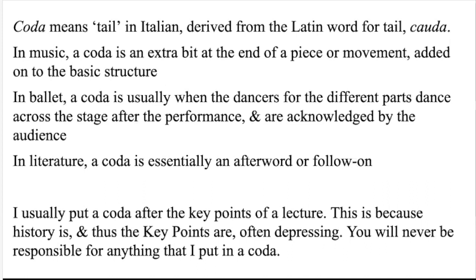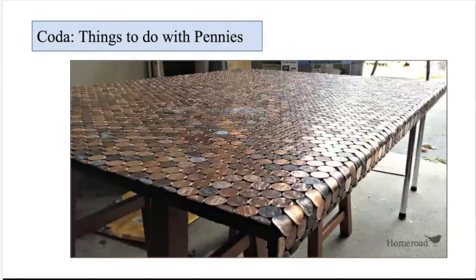Coda means tail in Italian. It's derived from the Latin word for tail, cauda. In music, a coda is an extra bit at the end of a piece or movement added onto the basic structure. In ballet, a coda is usually when the dancers for the different parts dance across the stage after the performance and are acknowledged by the audience. In literature, a coda is essentially an afterword or follow on. I usually put a coda after the key points of a recorded lecture. This is because history is, and thus the key points are, often depressing. You will never be responsible for anything that I put in a coda. They're just for fun. The coda for the intro lecture here is short.